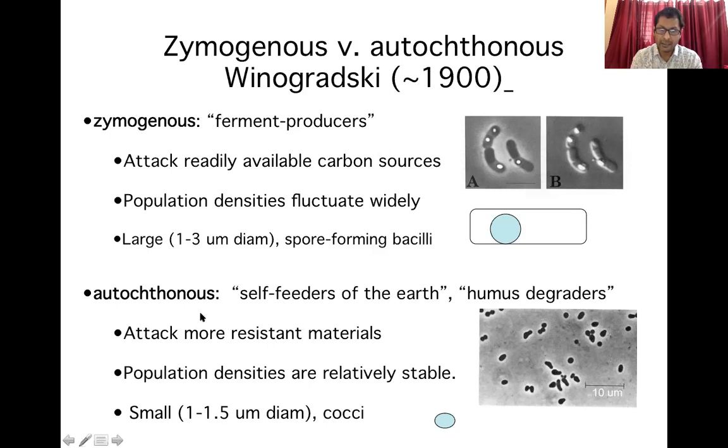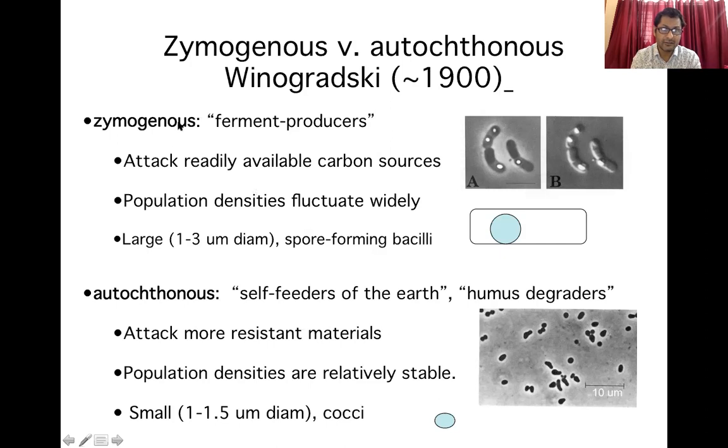Autochthonous, on the other hand, are self-feeders. The name means self-feeders of the earth, or humus degraders. It means they attack material which is resistant. They use material which is resistant or hard to degrade.